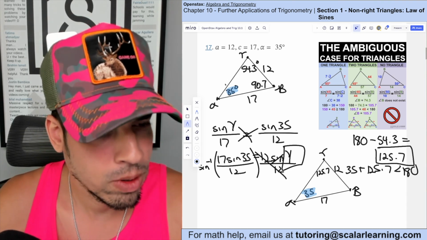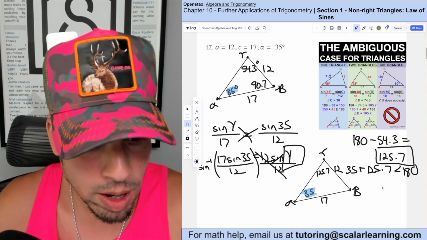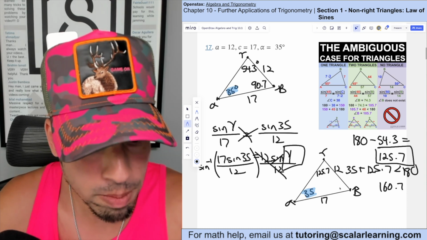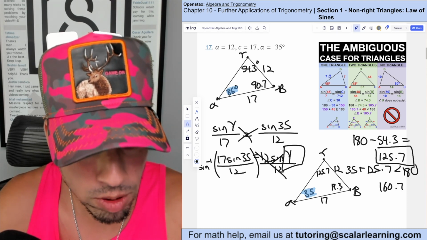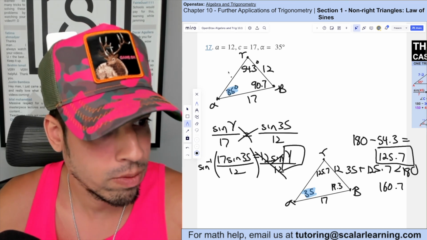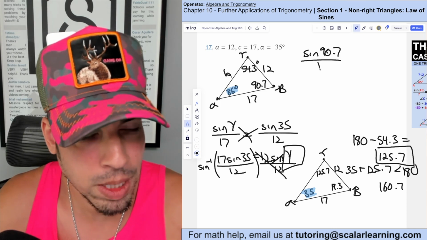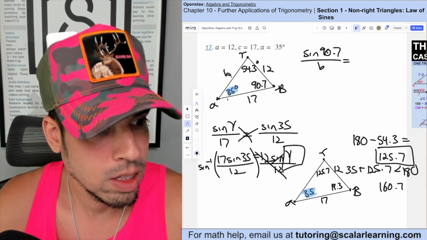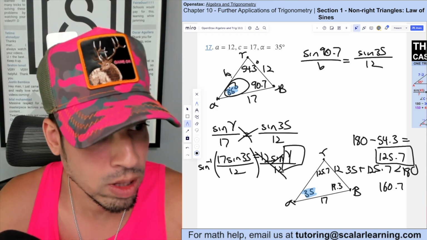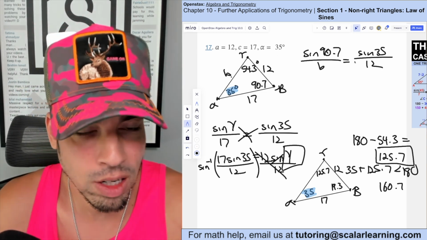And now we're going to solve for this missing side. And well, actually, let's get this angle first. So since these two add up to 160.7, the remaining angle here is 19.3 degrees. So now, just moving that infographic off to the side to make a little bit of room, we need to first solve for this side. So let's do sine of 90.7 over little b, which we're trying to solve for, equals sine of 35 over 12. I always like to go with the ones that were given at the beginning because they're nice whole numbers. We're not rounding, so it's the most accurate as possible.